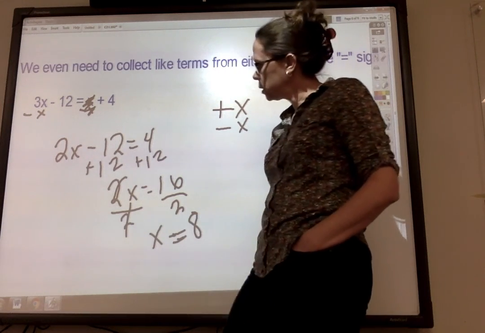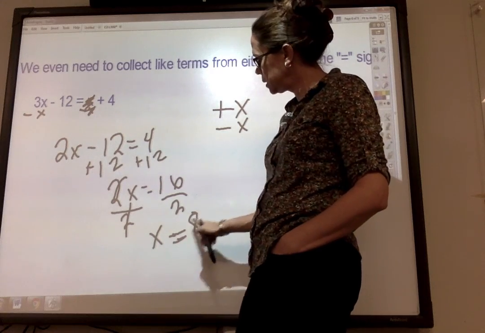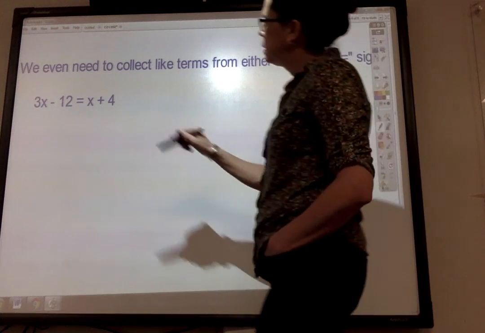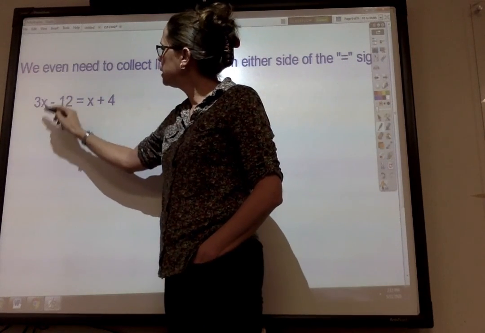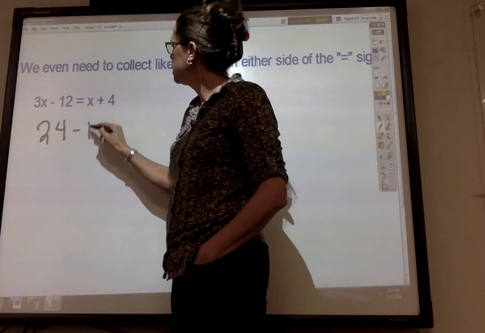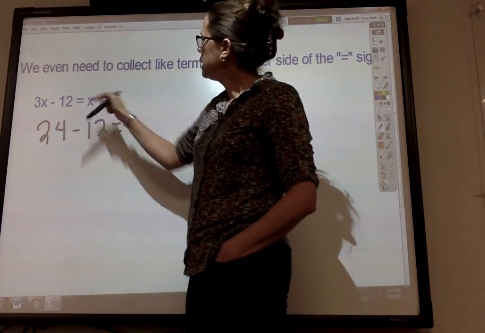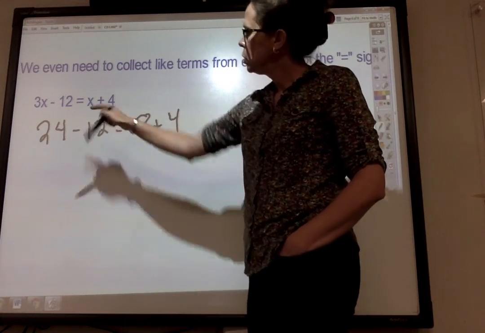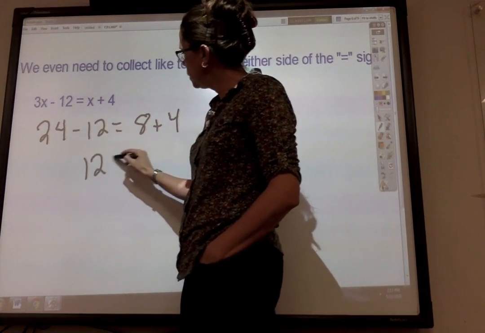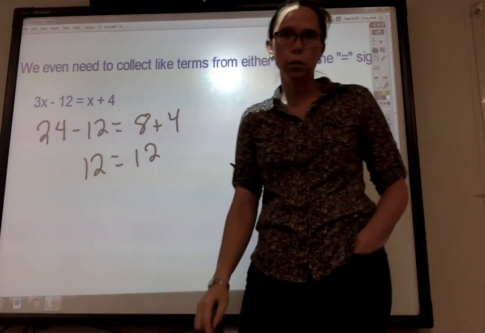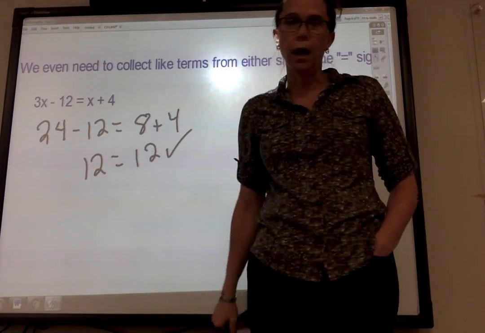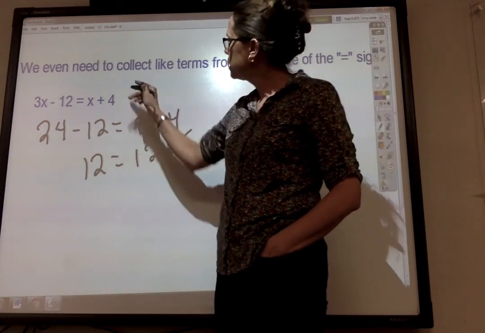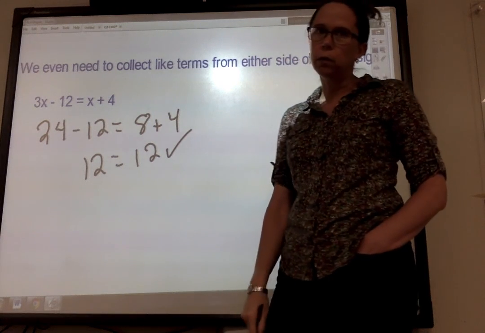And remember how you can check yourself. Okay, I'm saying x is 8. So I can go way back up here and I can put an 8 in for x. 3 times 8 is 24 minus 12 equals, and I said I'm going to put an 8 in for x, 8 plus 4. 24 minus 12 is 12, is equal to 12. Is that true? Yes. So x was equal to 8. Okay? So when we solve for a variable, we can always know if we did it correctly.